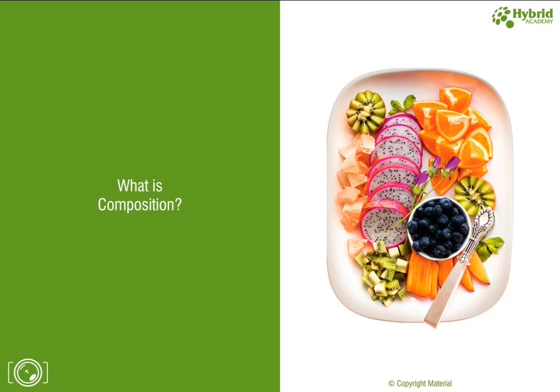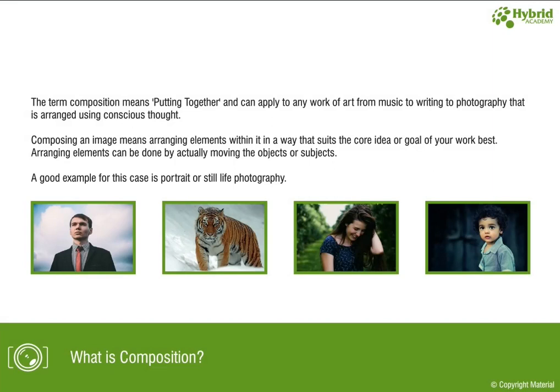Going further, let's understand what composition is. The term composition means putting together. This can be applied to any form of art like music, where musical thoughts are put together to form a rhythm. Writing, where words are put together to form a story. Drawing, where colors are put together to make a sensible drawing. Or photography, where the subject and other objects or props around are put together or arranged in a way that it not only looks good but also makes a positive sense.